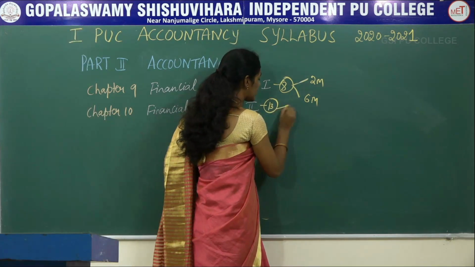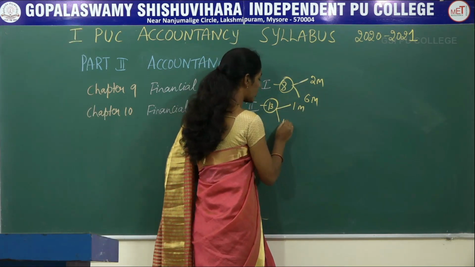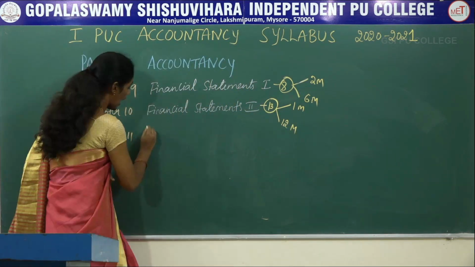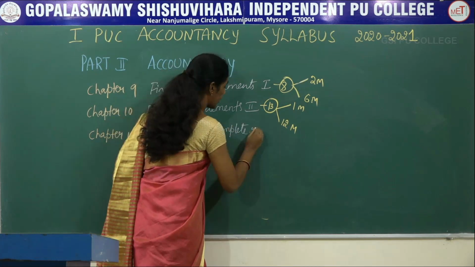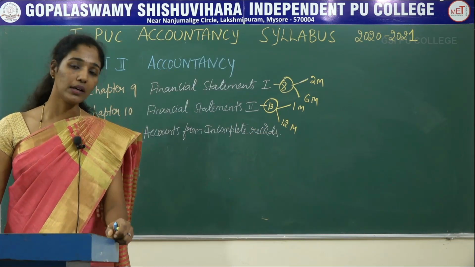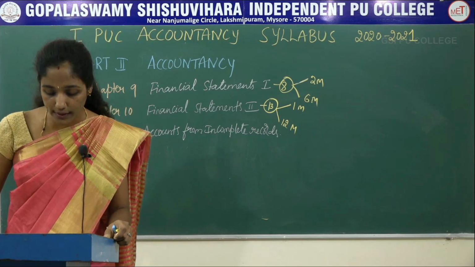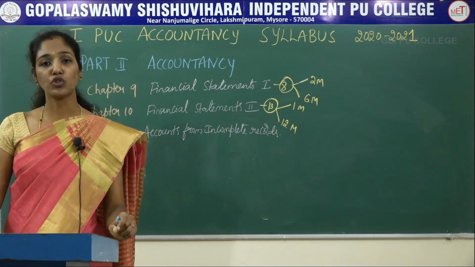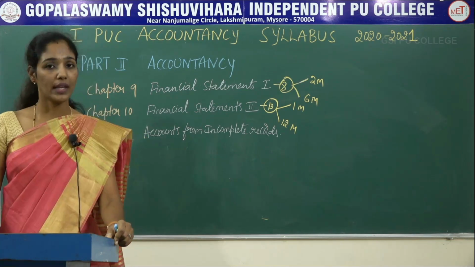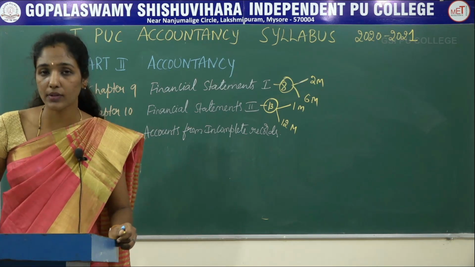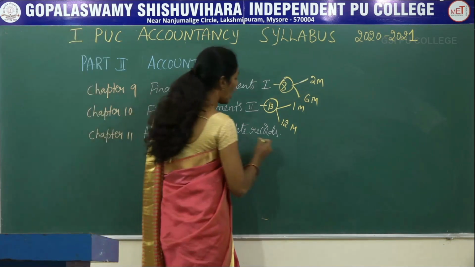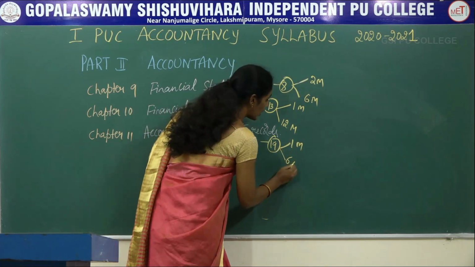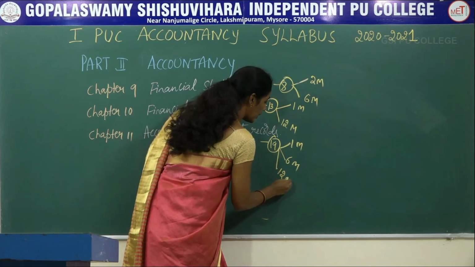Out of 13 marks, you can expect one 1-mark question and one 12-mark question. The next chapter, chapter 11, is accounts from incomplete records. In this chapter we will learn the method of finding out profit or loss, as well as the financial position, from the accounts of incomplete records. For this chapter a total of 19 marks is allotted in your examination.